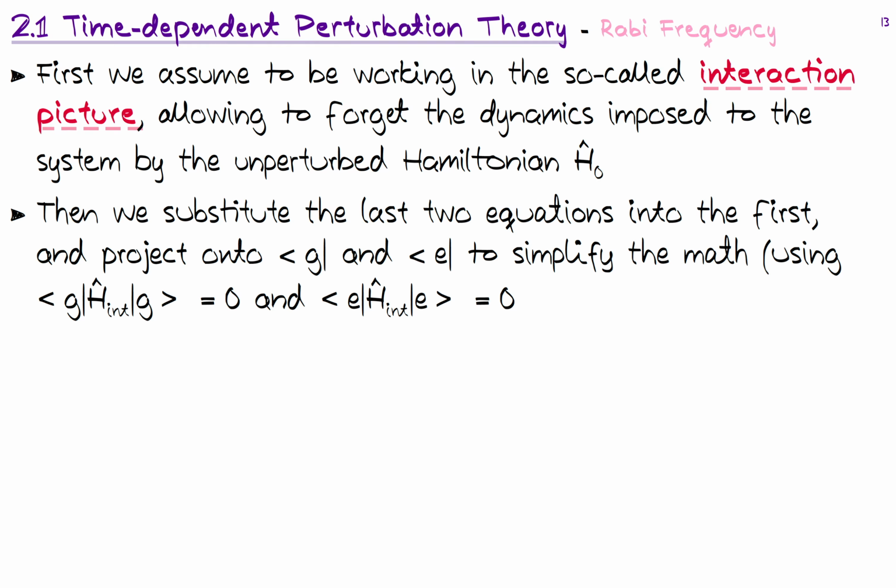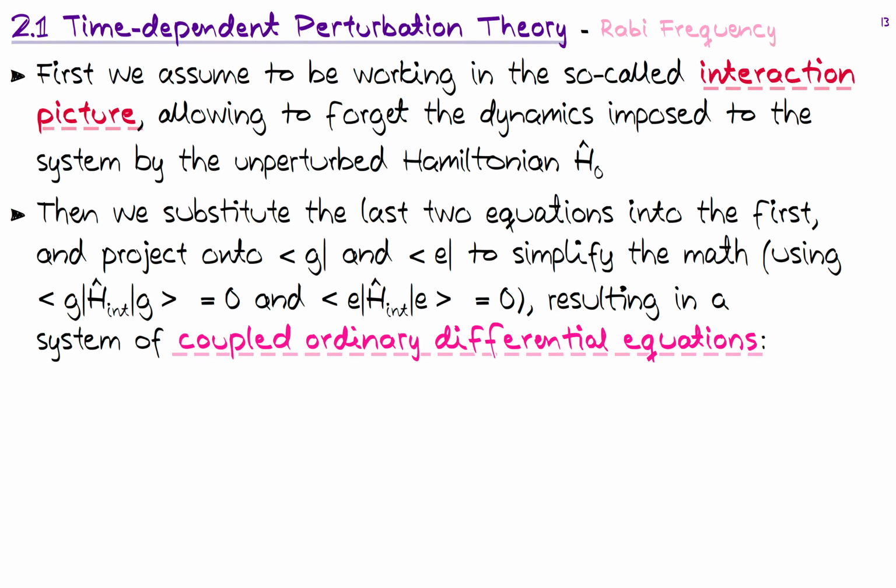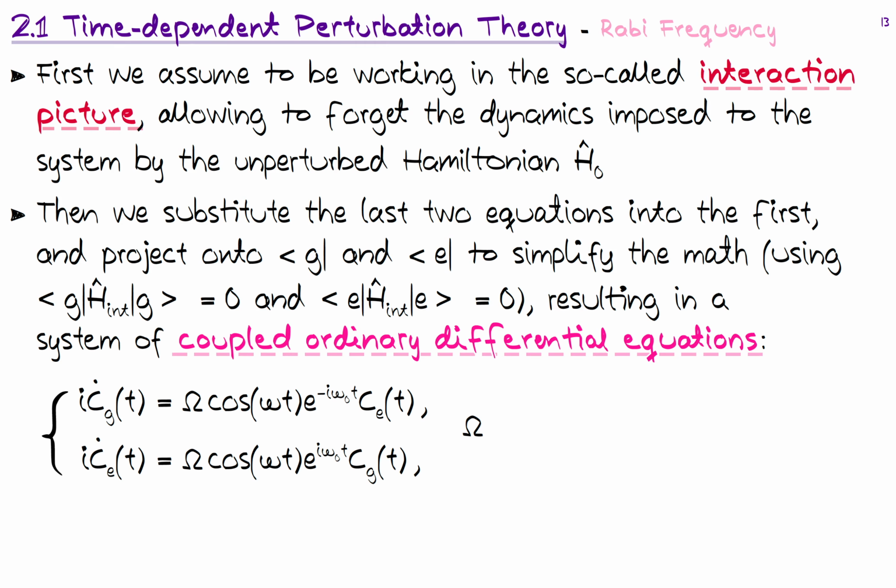identities we discovered previously, so that the expectation value of the interaction Hamiltonian at the ground state is 0, and the same thing for the excited state. And now this results in a system of coupled ordinary differential equations. So the Schrödinger equation in a two-level system can be written explicitly in this form, where we have the dots there showing that we are taking a time derivative of our expansion coefficient. So we have two ordinary differential equations.